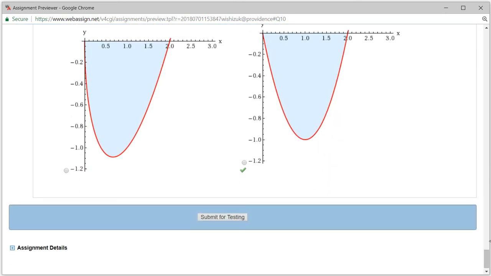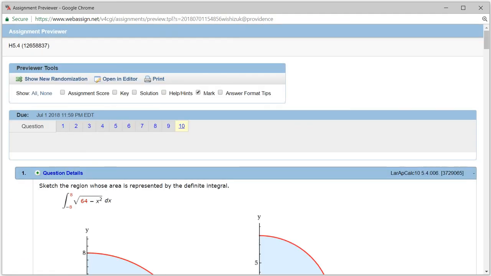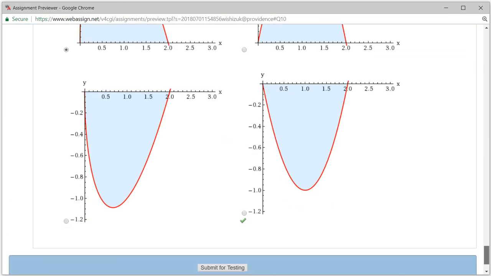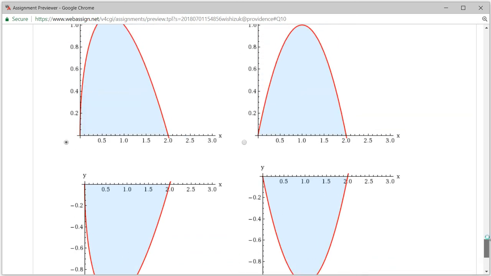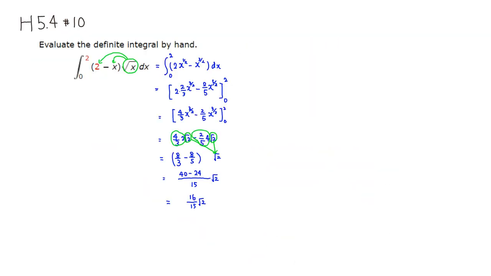Let's check that. Actually, it's already checked. So number 1 is the right picture. Alright, that's it. I hope that this was clear.